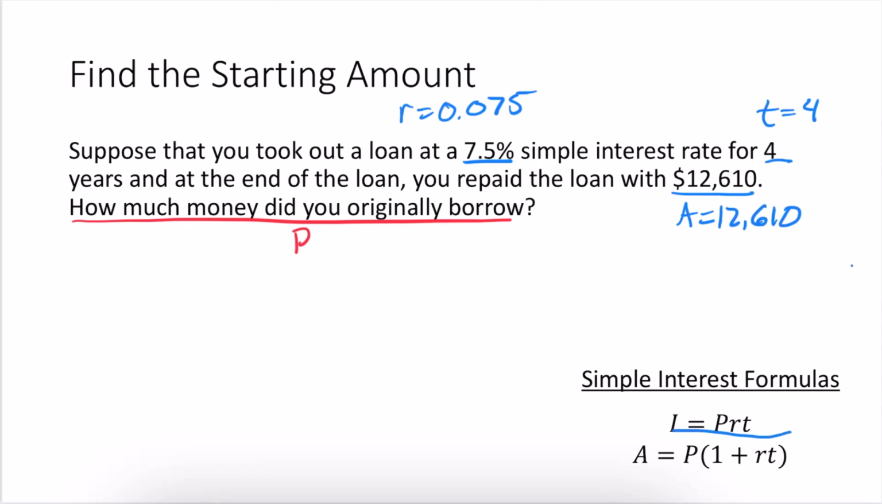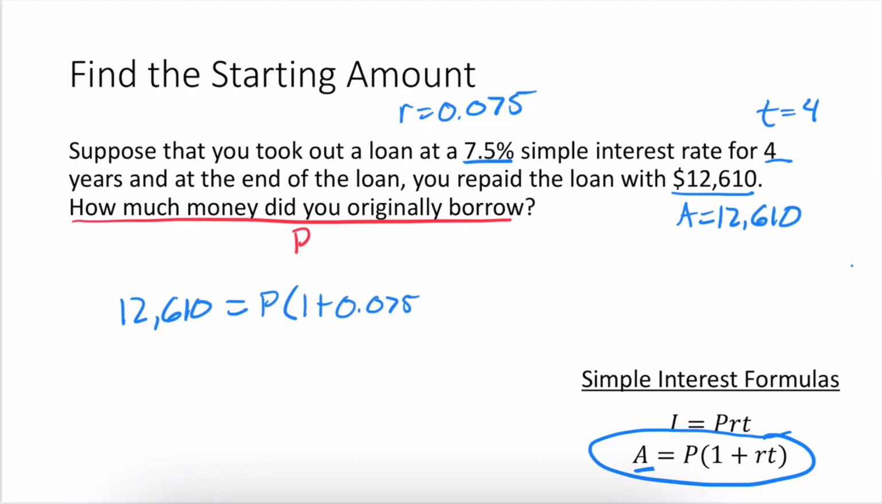And so that means I'm going to use this simple interest formula because I was given the amount at the end. And this is the formula that involves ending amounts. So when I plug in all the numbers that I know, it shows me that I have 12,610 equals the original amount I borrowed, which I don't know, so I'm going to write that as P, times 1 plus 0.075 times 4.